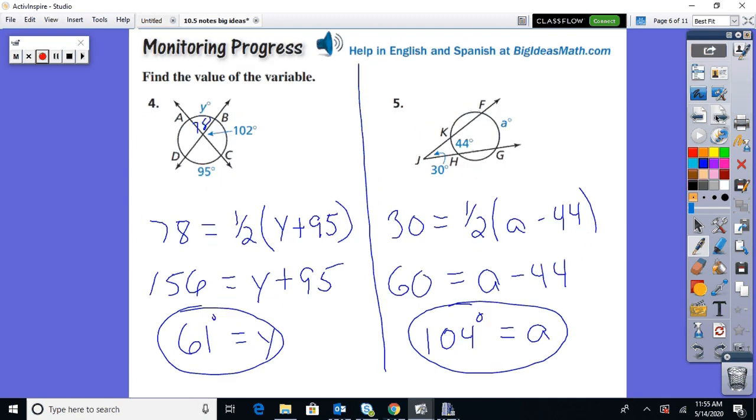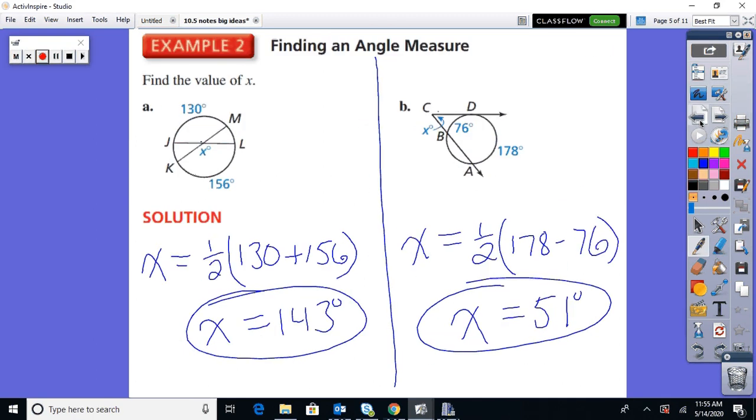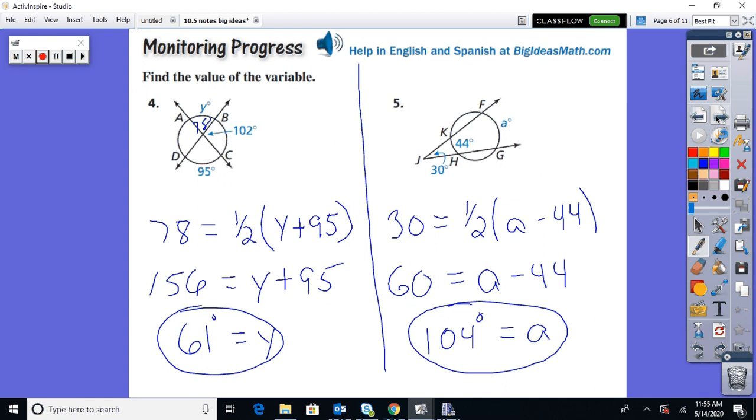Let's take a look at the monitor progress. The next 2, pause it. Now again, they might trip you up and give you the angle. Don't freak out. Just work it backwards. Pause. All right, so working it backwards. And number 4, a little tricky.